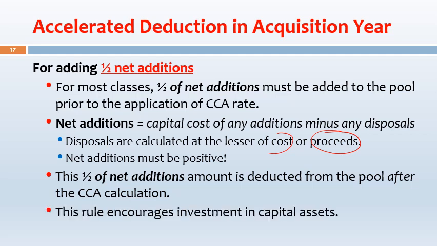Why did this even happen? Effectively, this rule was put in place to encourage investment in capital assets. See how now if you're going to go and purchase capital assets, you're offered an accelerated rate in the year of acquisition, meaning you get a very large deduction. Larger deductions means smaller income. Smaller income means less taxes.